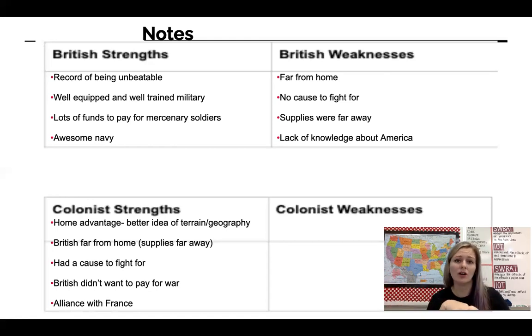Number three, they have a cause to fight for. They're fighting for their freedom and independence and being able to become their own country that they are passionate about doing.